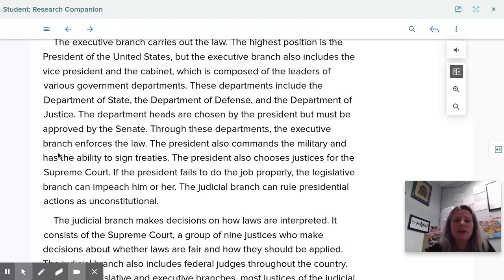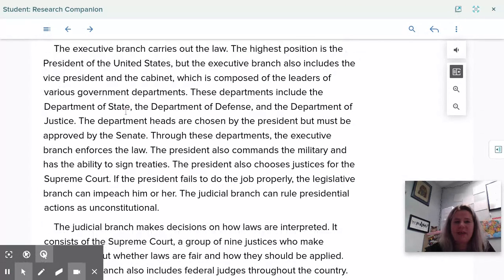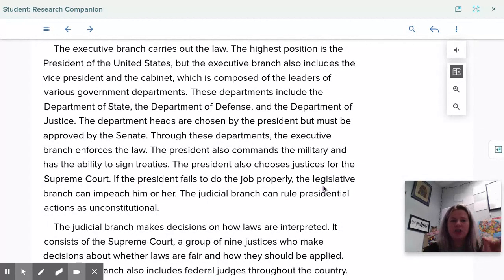The president also commands the military and has the ability to sign treaties. The president also chooses justices for the Supreme Court. If the president fails to do the job properly, the legislative branch can impeach him or her. The judicial branch can rule presidential actions as unconstitutional. Okay, so again, we have the checks and balances. The legislative branch can check the president, or the executive branch, by saying that if the president fails to do the job properly, they can impeach him or her. And then the judicial branch can say, hey, what the president is doing is unconstitutional. So that's the way they can check and balance each other there.